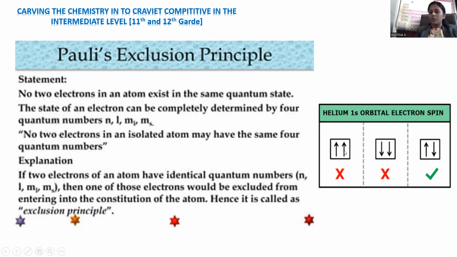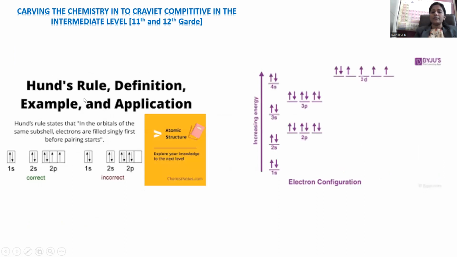Both being in the upward direction or both in the downward direction is not preferable. One should be up, another should be down. Then only that is the accepted representation in accordance with Pauli's exclusion, right? Then only all four quantum numbers will be different. Move on to the third one, called Hund's principle, Hund's rule, right?